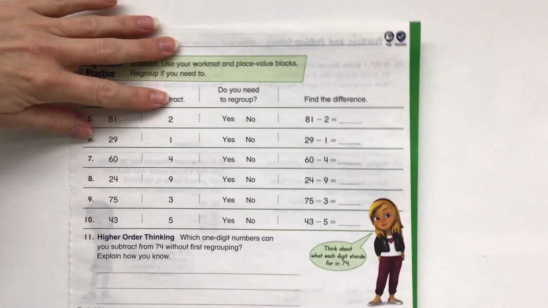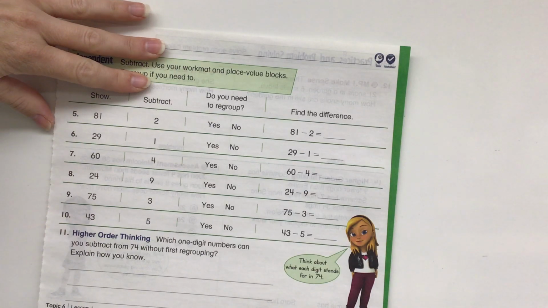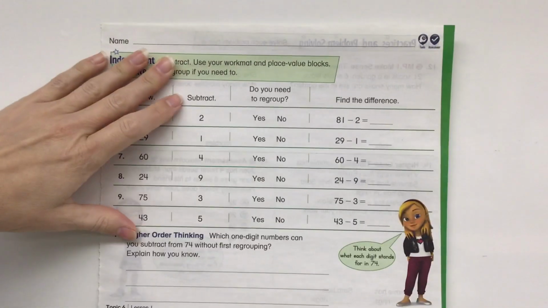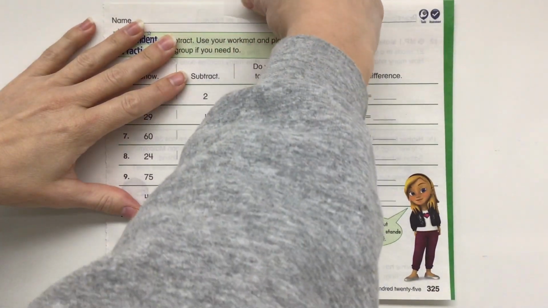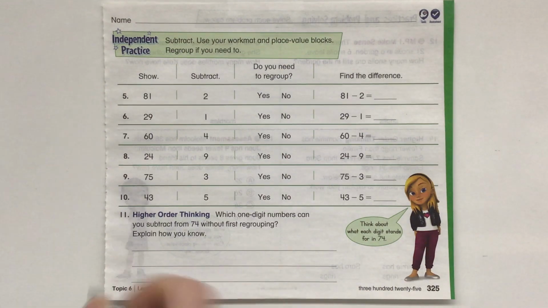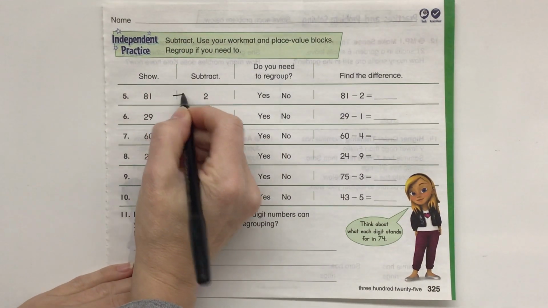All right, let's head to our independent practice page. On page 325 in this version of the book. Let's go ahead and get this ready. Sorry, it always takes me a second here. So we're going to be doing the same thing that we just did on our guided practice on the last page. We're going to go through and figure out if we have to regroup, and we also have to solve for the difference.